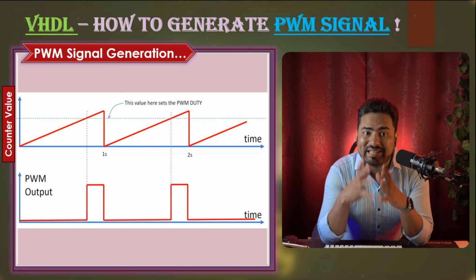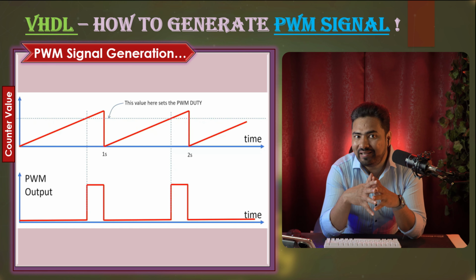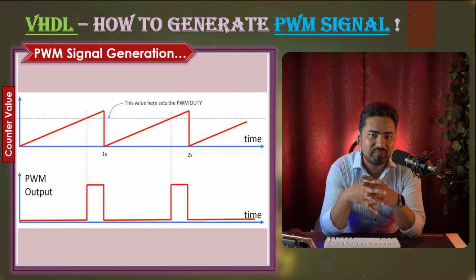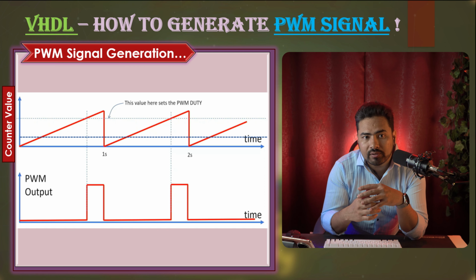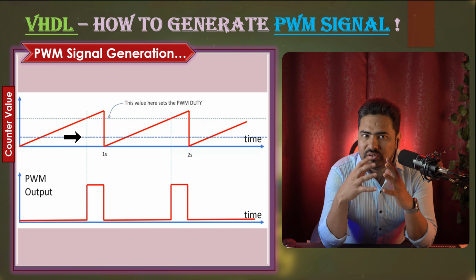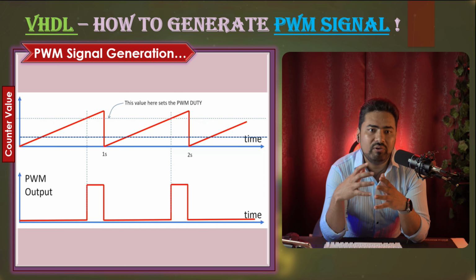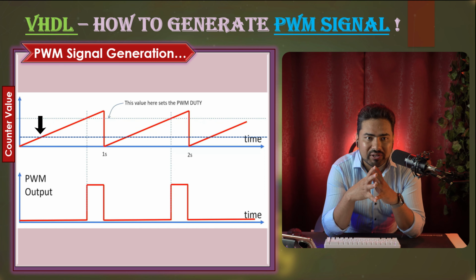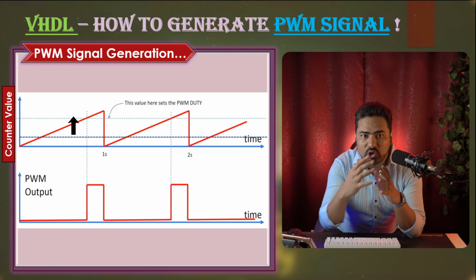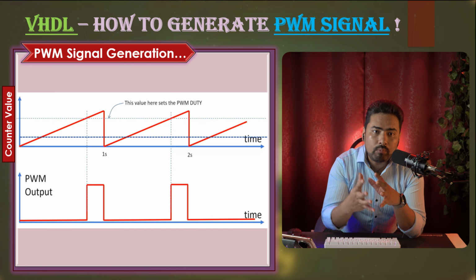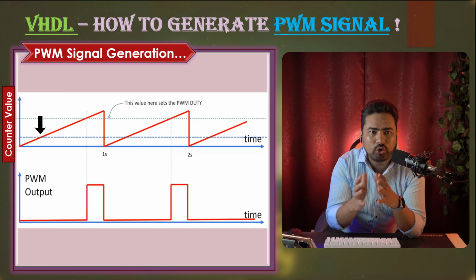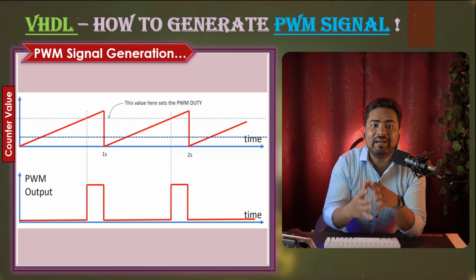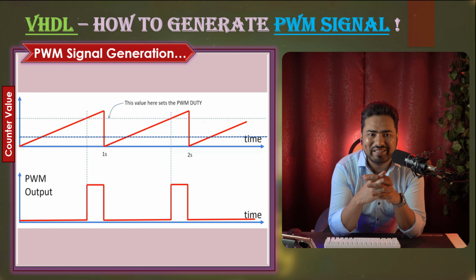If you want an exact 20% duty cycle, then take 80% of 50 million, and that will be your intersection point. Simple. On the other hand, if you lower this blue line pointer, for example to something like here, you may guess that our counter will be below this line for a shorter duration and above this line for a longer duration. So our PWM output will be high for a longer duration and at 0 for a shorter duration. That means you will get a higher duty cycle of your PWM signal.